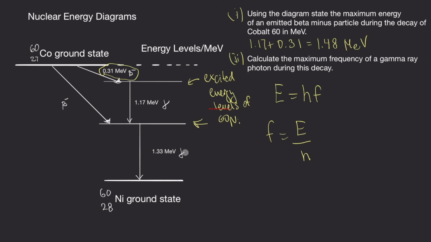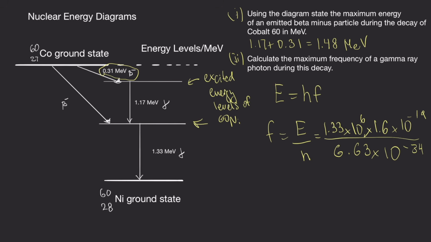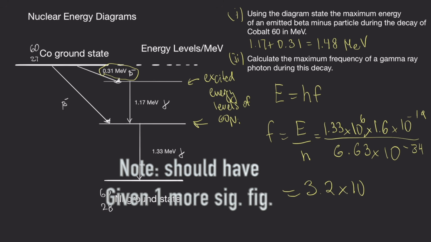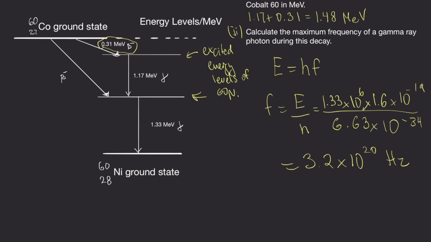We may have to convert from mega electron volts, or maybe there might be a power up here, something to be aware of. Okay, so the energy will just be 1.33 mega eV times 10 to the power of 6, times the elementary charge, 1.6 times 10 to the power of minus 19, divided by Planck's constant, 6.63 times 10 to the power of minus 34. And this here will give us a frequency of 3.2 multiplied by 10 to the power of 20 Hertz. Please note that if we're just being asked to find the wavelength, we'll just use the equation E = hc over lambda instead.